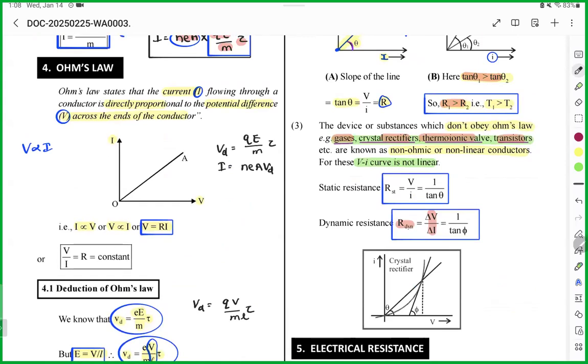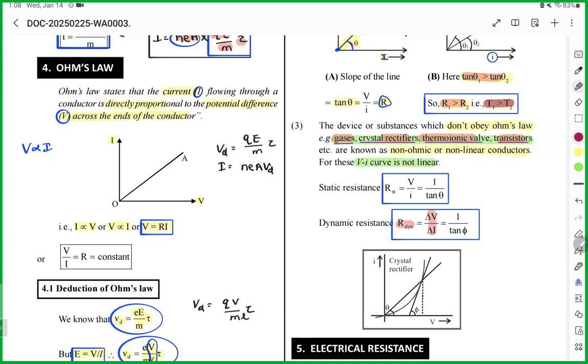So you can calculate resistance this way. And if there is more resistance, then temperature will be more. Why? Because in case of conductor, if you increase temperature, resistance also increases. This was the concept. Very important concept.